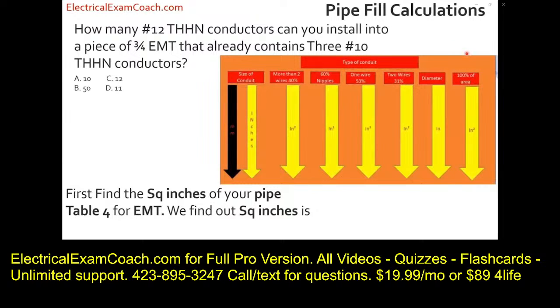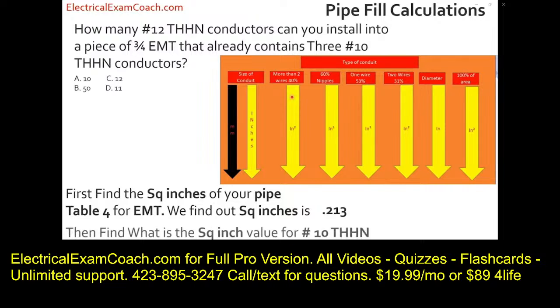And when we get there, the first thing we do is make sure that we're in the right type of conduit. Then we're going to start on the left-hand side and find our trade size, and we go down to 3/4. Then we're going to cross over to the more than 2 because our question deals with more than 2 conductors. So we're going to pull from the 40% column. And that's going to let us know that our starting available area is 0.213 square inches.